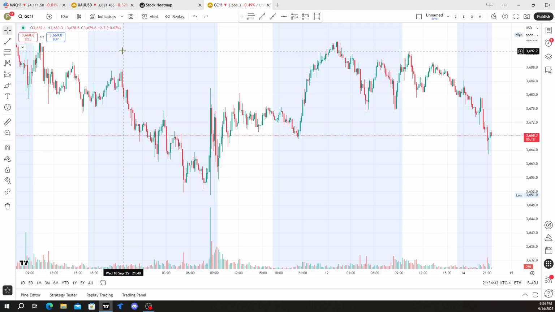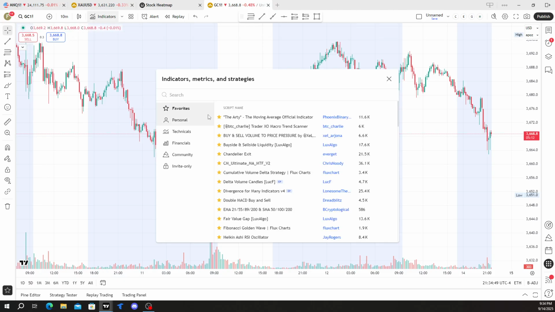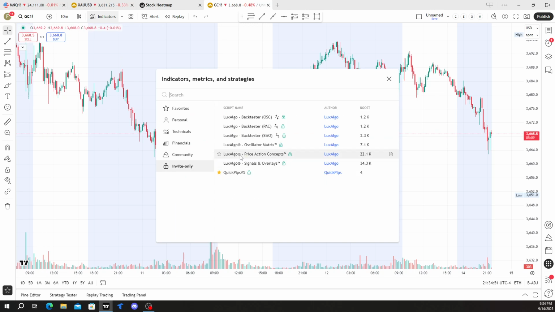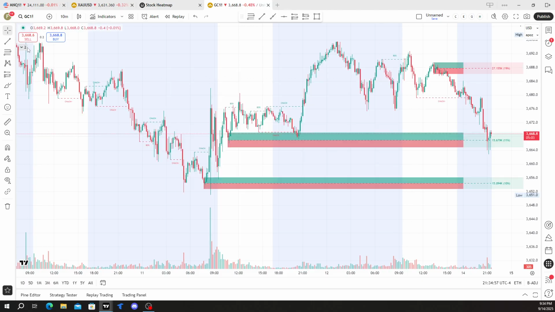So first, I want to start with the best indicator, in my opinion. It is paid though. It's from Lux Algo. So we will click on this and then we are going to see all the order blocks.